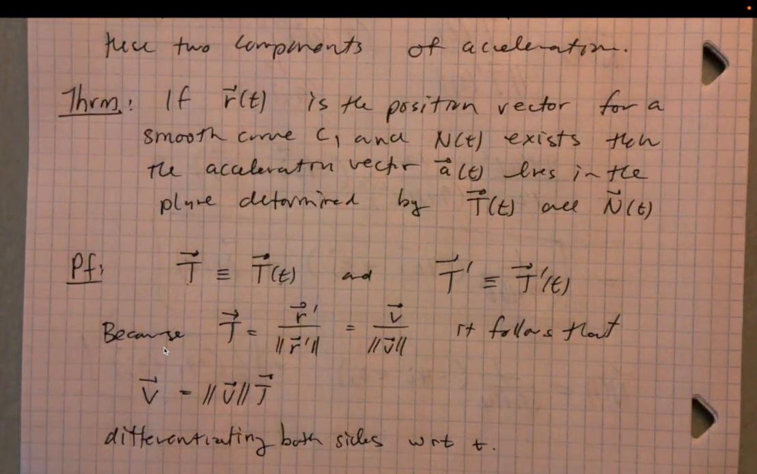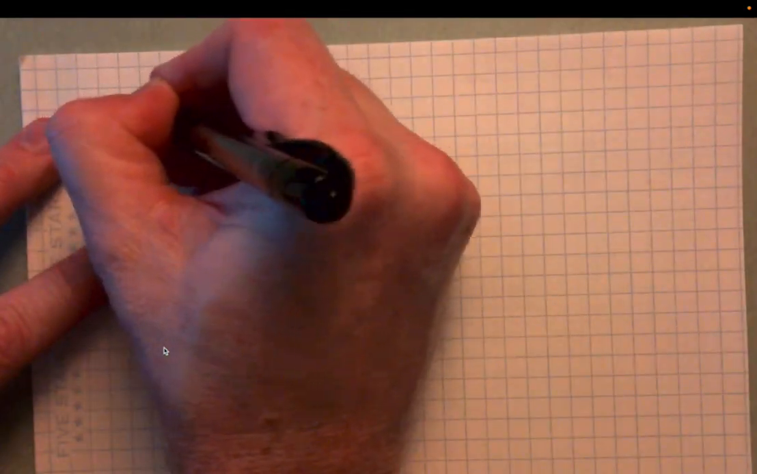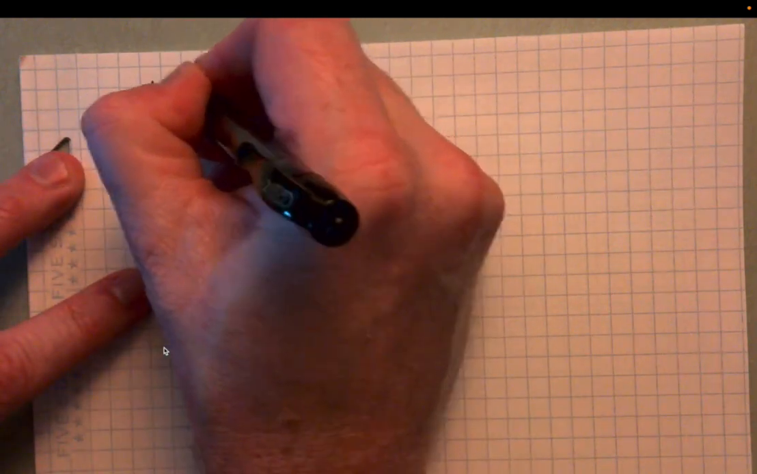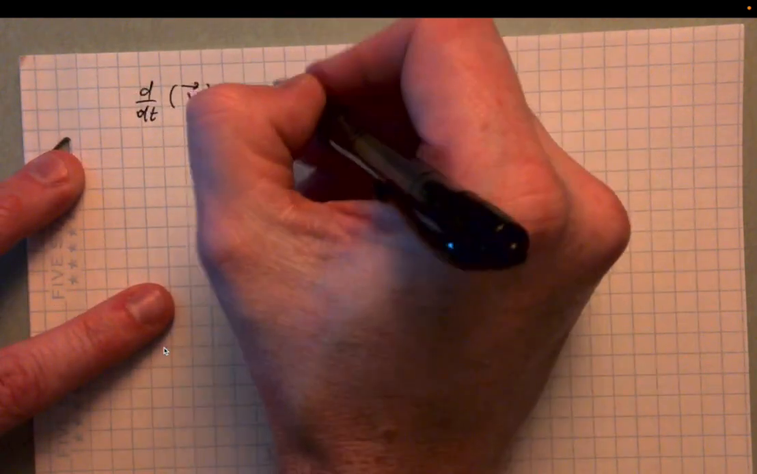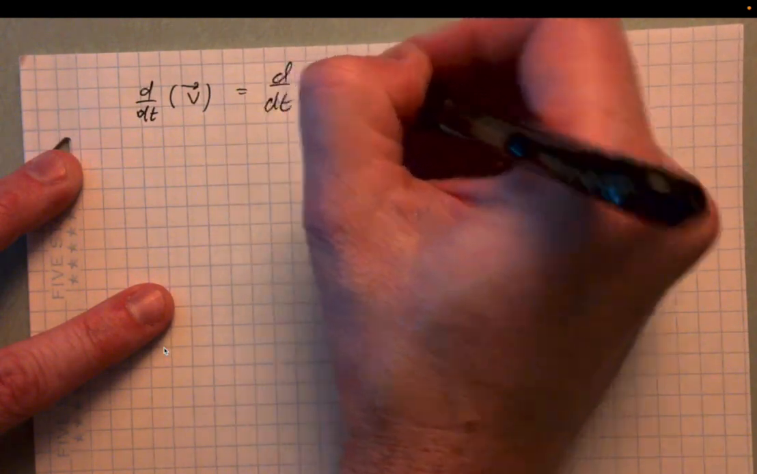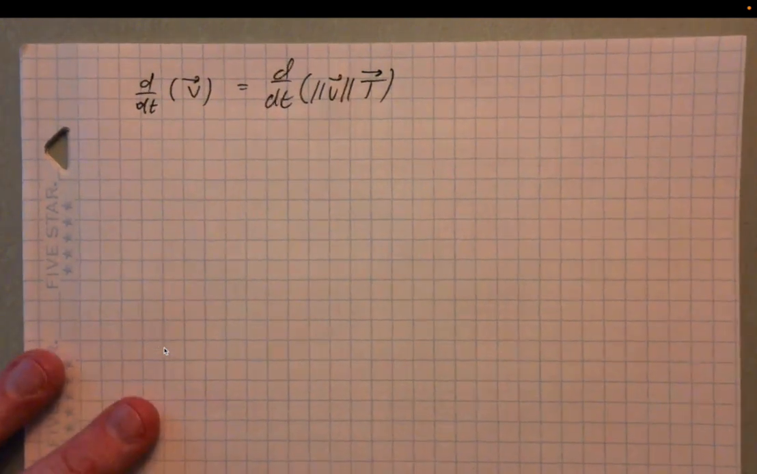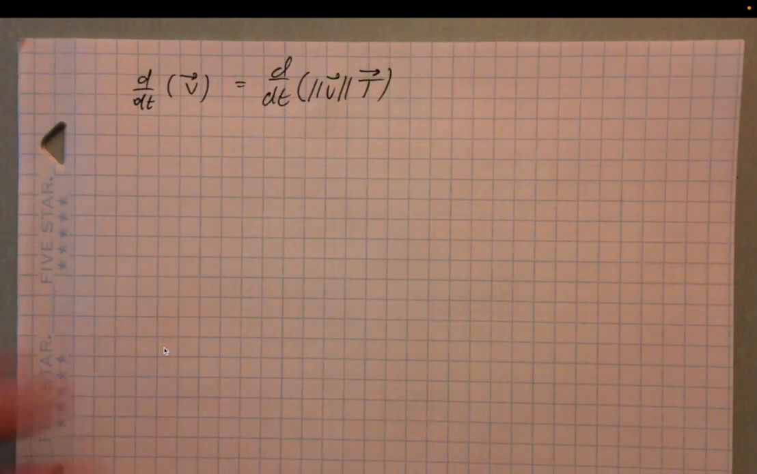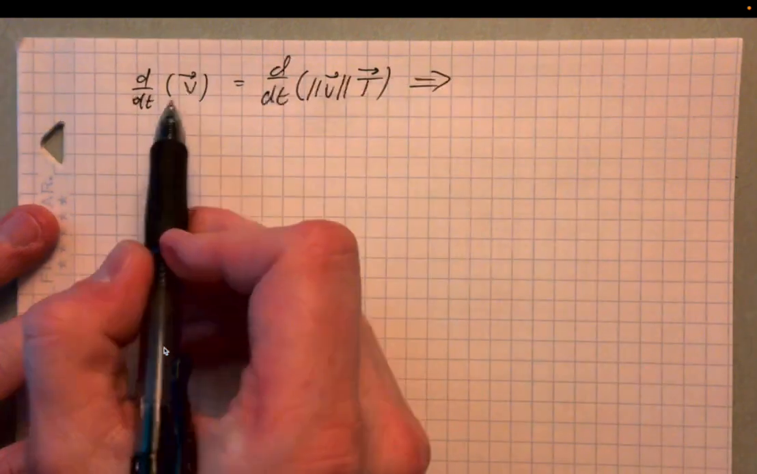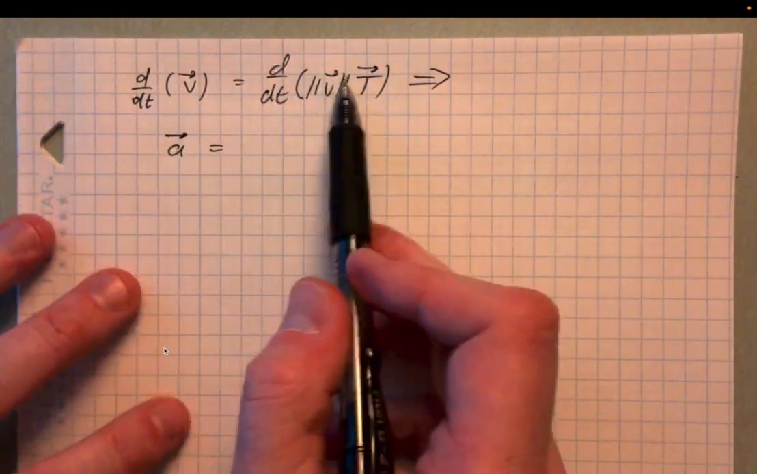Okay, differentiating both sides with respect to t gets us what? Well, let's write it out here. Gets us this: d/dt of velocity is equal to d/dt of the norm of velocity times T. And the derivative of velocity is acceleration. And what's this derivative here? How are we going to deal with this?